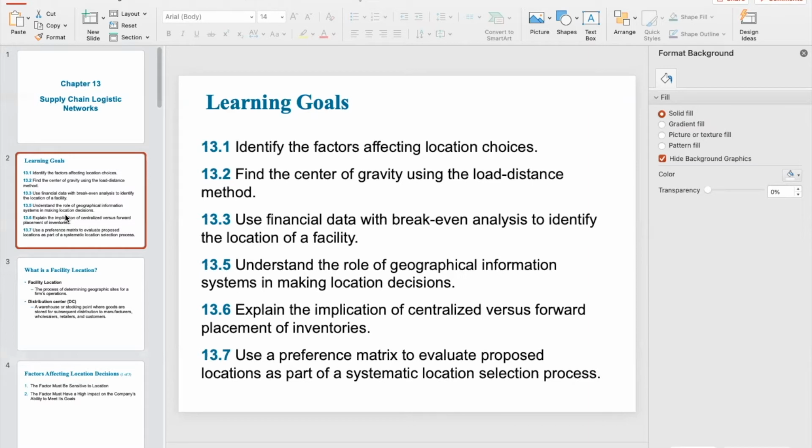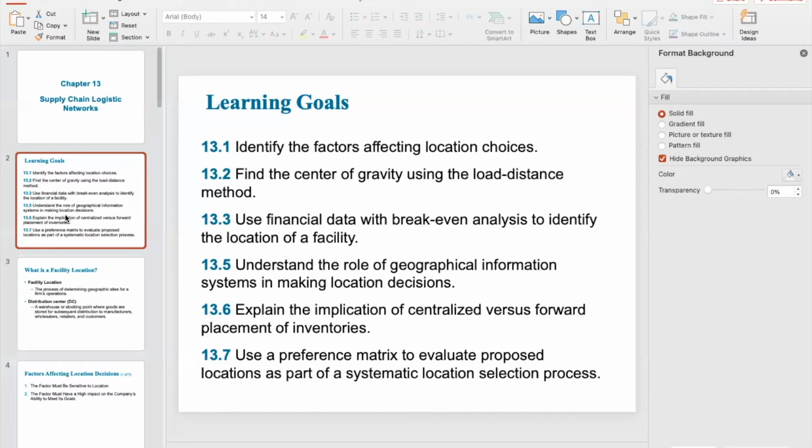The second specific method is called break-even analysis. Actually, we already talked about break-even analysis before. Here, we also use break-even analysis to help us figure out the most appropriate location among different alternatives, supposing we already have some financial data about the different alternative locations. That will be the second method that we introduce in this chapter. Besides that, we will also talk about the role of the geographical information system when we make location decisions, and how this whole process will actually affect our final location decision.